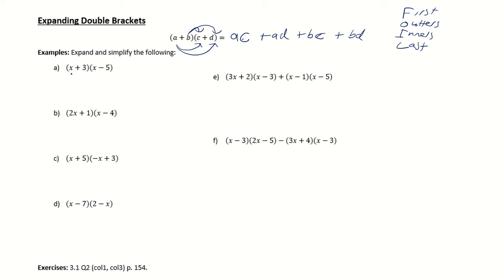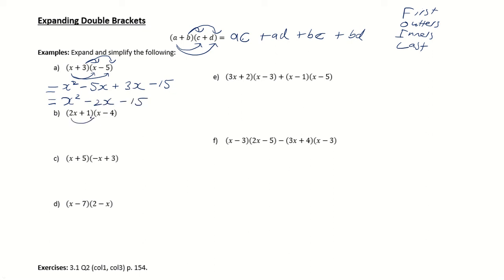So first, x times x, which will give us x squared. Outers, x times minus 5, which will give us negative 5x. Inners, 3 times x, which will give us 3x. And then last, 3 times negative 5, which will give us negative 15. And then we need to simplify. So we've only got one x squared term and one normal number, but we do have negative 5x and plus 3x. So to simplify, we're going to have x squared and then take 5x plus 3x, which will give us negative 2x, take 15.